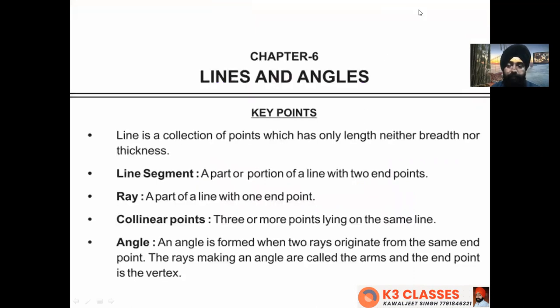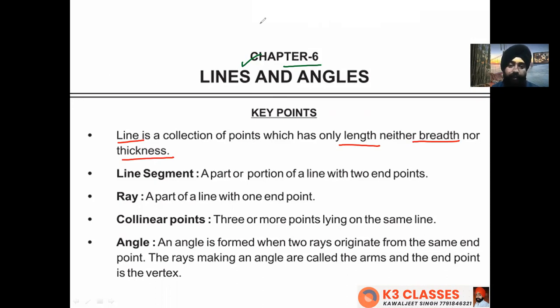First of all, we will discuss the key points, the terms which we use in this chapter. The chapter is Lines and Angles, chapter number 6. So what is a line? A line is a collection of points which has only length, neither breadth nor thickness. This is the main point, that a line is made of points.